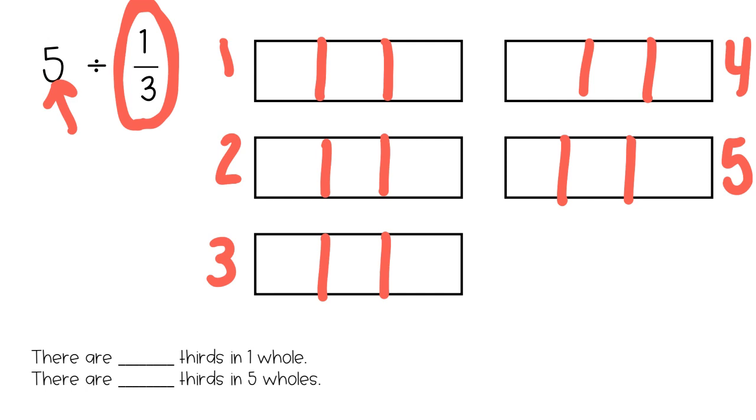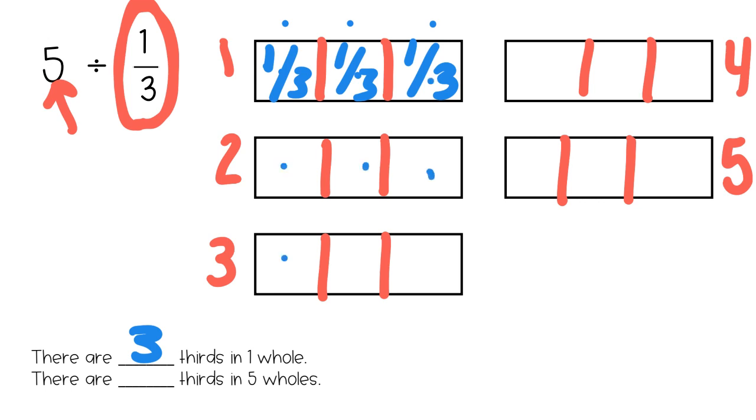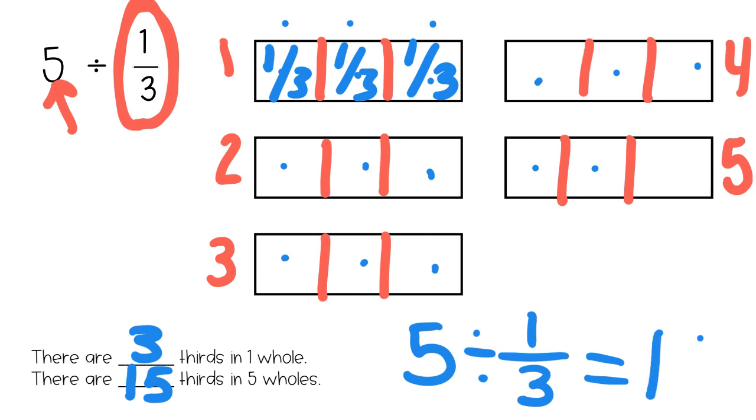Now, if there are blank thirds in one whole, how many thirds are there? Here's 1/3. Here's 1/3. Here's 1/3. There are how many thirds? 1, 2, 3. 3 thirds equals 1 whole. So how many thirds are there in 5 wholes? Let's see. 1/3, 2/3, 3, 4, 5, 6, 7, 8, 9, 10, 11, 12, 13, 14, 15. There are 15 thirds in 5 wholes. So 5 divided by 1/3 equals 15.